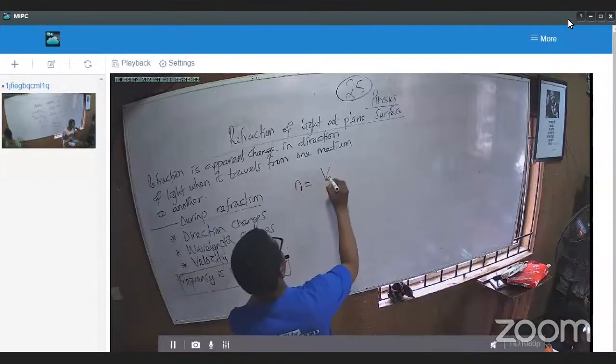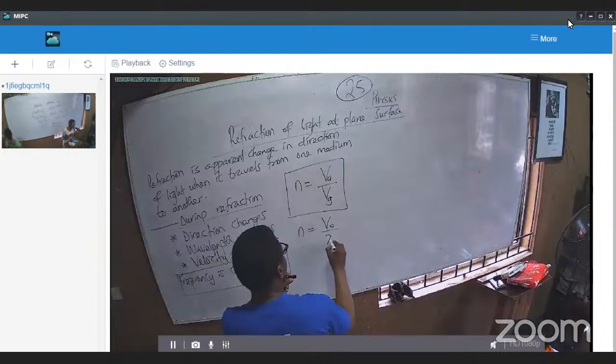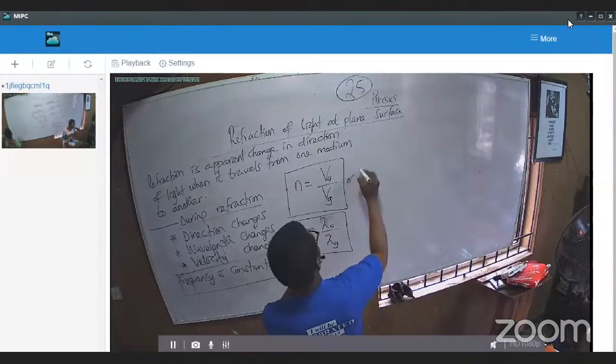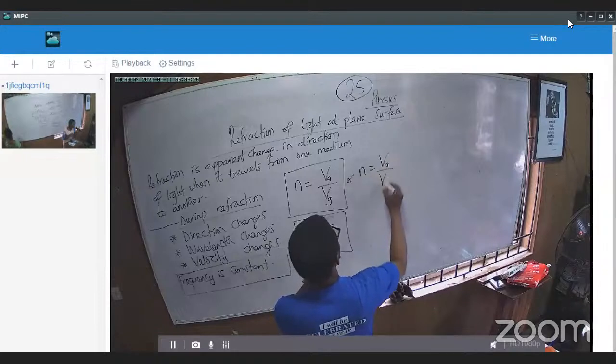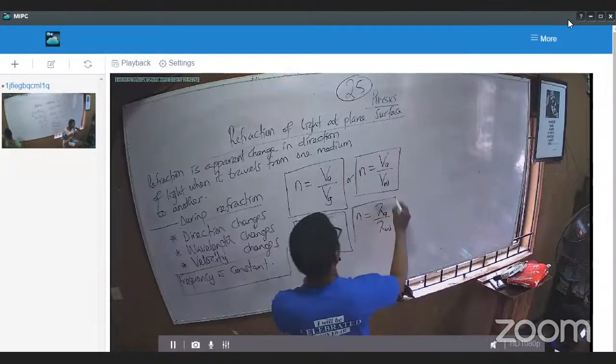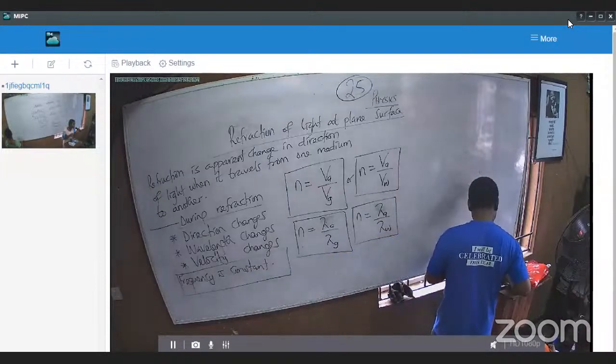Refractive index, N, is the velocity of light in air, VA, over the velocity in the glass, VG. We can also have N is lambda A over lambda G, the wavelength in air over the wavelength in the medium. It can also be water: N is VA over VW. Or N is lambda A over lambda W. So you can use refractive index as the velocity in air or vacuum over the velocity in the other medium.